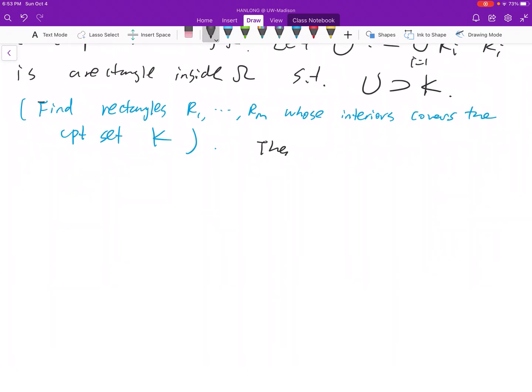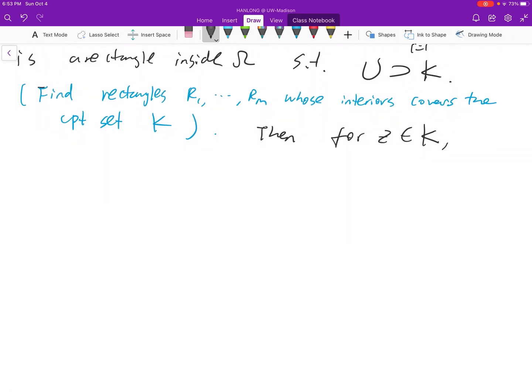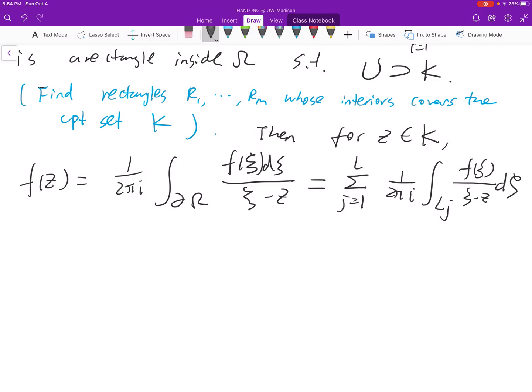Okay, then the conclusion is for z in K, the Cauchy integral formula yields that f(z) equals 1 over 2 pi i integral along the boundary of f(c) over c minus z dc, equals the sum for j from 1 to L of 1 over 2 pi i integral along Lj of f(c) over c minus z dc.